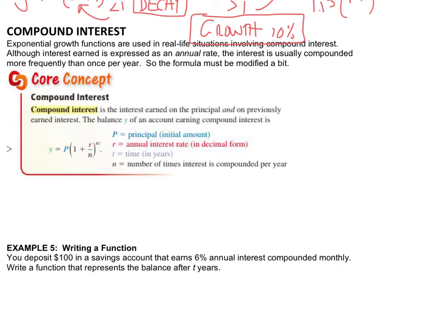If it's being calculated yearly, it's just ones, so they don't affect anything. If it was semi-annually, it would be 2 times a year. If it was quarterly, it would be 4 times a year, and then those numbers would get plugged in for those times. T stands for time in years. Okay, so we'll talk about what those look like next.